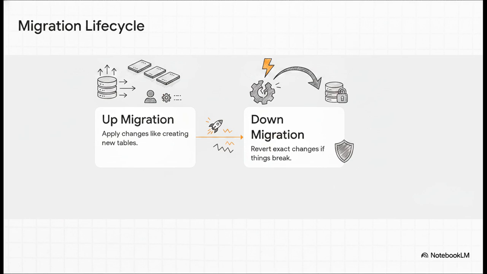Notice the migration lifecycle here. Step 1 is the up migration. This is where you execute SQL to apply changes to your architecture, like creating a brand new users table. But step 2 is equally critical, the down migration. This is a script specifically written to revert those exact changes. If you deploy an up migration and your production app suddenly crashes, that down migration acts as a crucial rollback safety net, allowing you to instantly revert the database back to a healthy state.